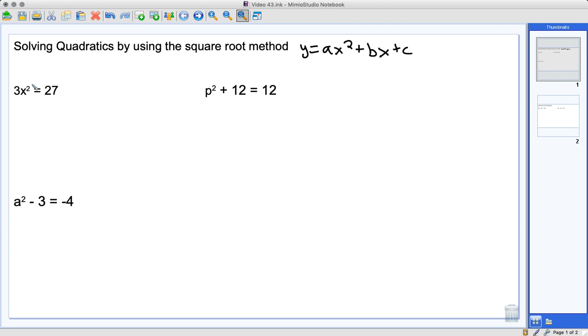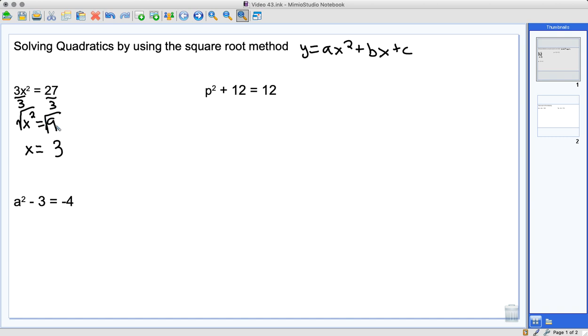So what we're going to do is get the x squared by itself. We're going to divide by 3. So we get x squared equals 9. Now, square roots and squares undo each other, just like adding and subtracting undo each other, multiplication and division undo each other. So to solve for x, we're going to square root both sides.